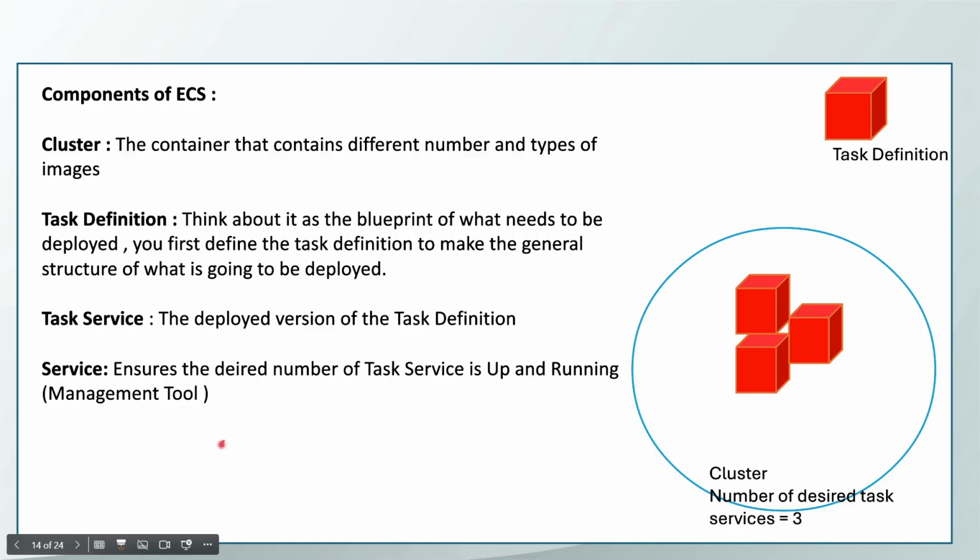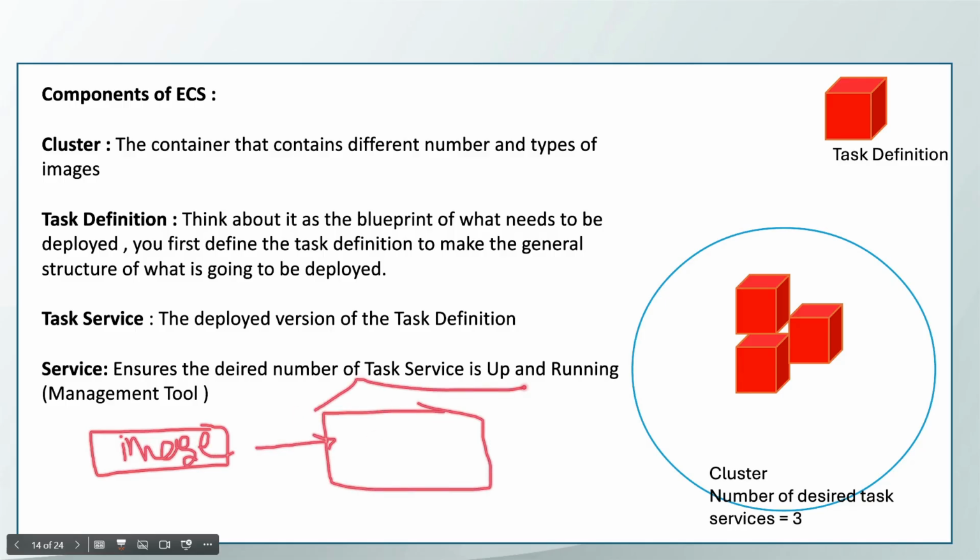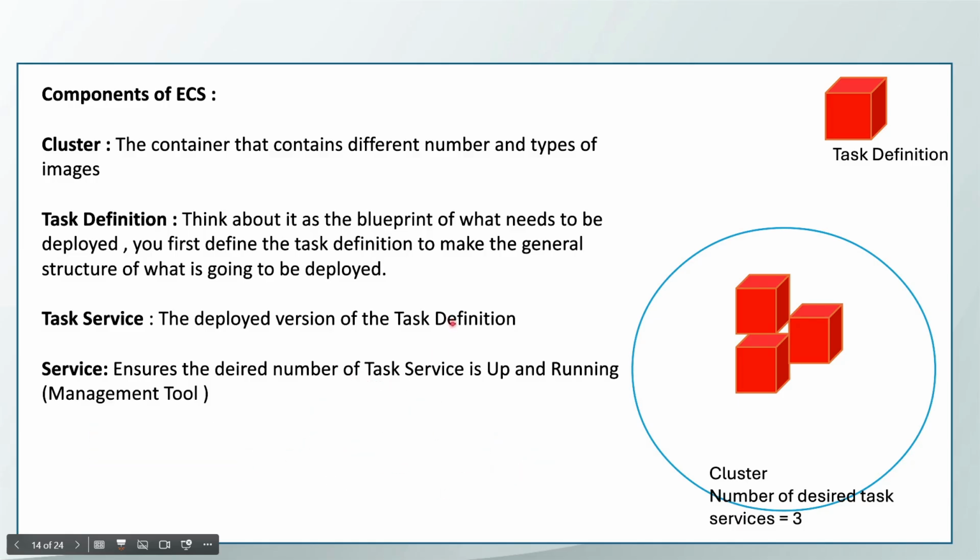On the local host, it was super easy, right? We had the image ready. We took it, we put it in a container, and that's it. That's what happened on the local host. But on AWS, it's a bit more, let's say, difficult. It needs more management.